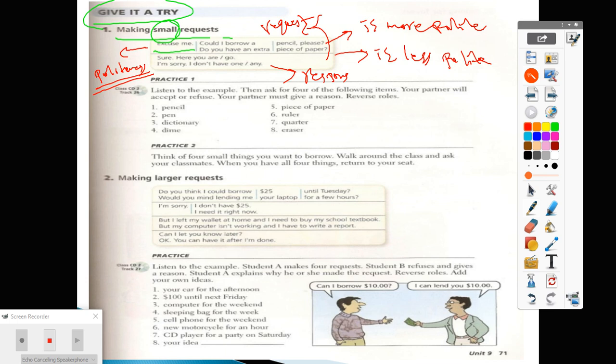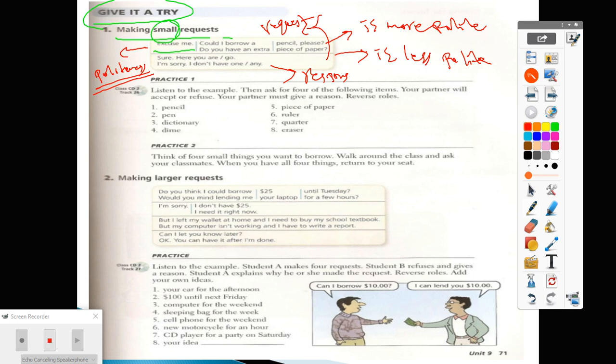Now he has asked you, do you have an extra piece of paper? If you have, you say, sure, here you are. If you don't have, you say, I'm sorry, I don't have one. I don't have any.